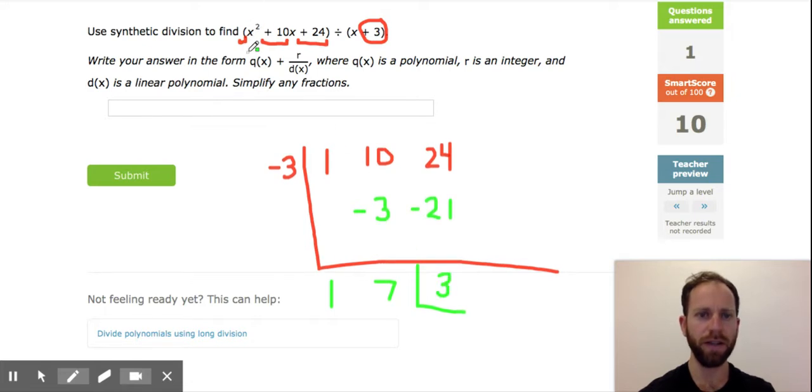So since this had x squared, right, this is 1x. Since there's our x, then this value is our constant, 7. And then this is our remainder. So this is 3 divided by whatever the divisor was. So this is 3 divided by x plus 3.